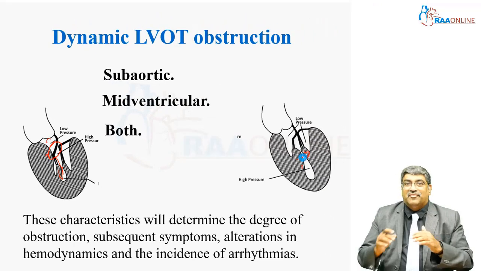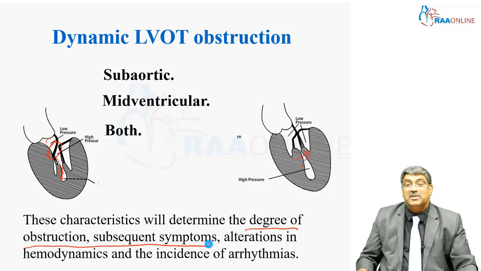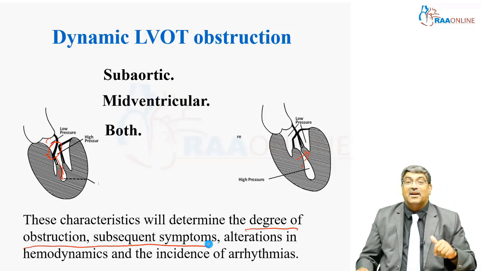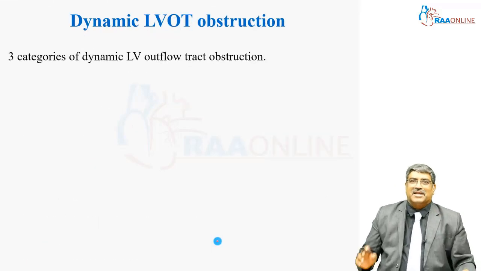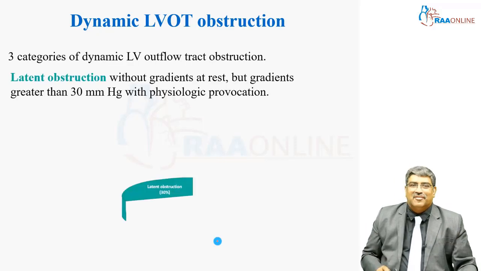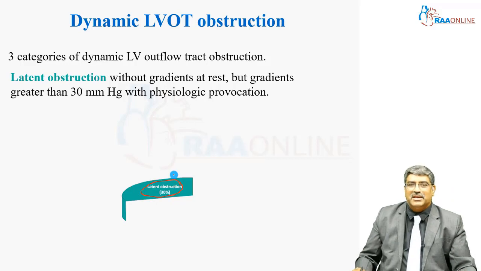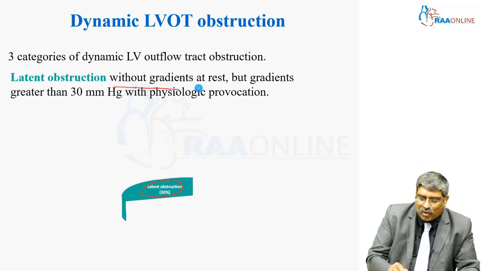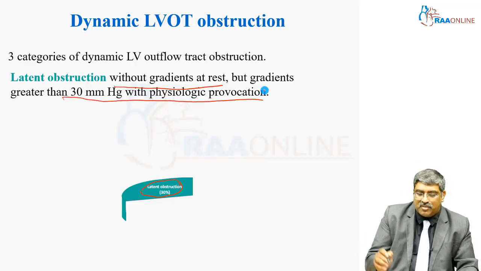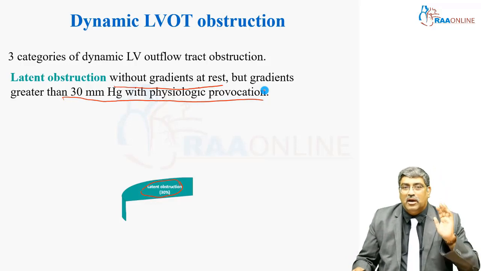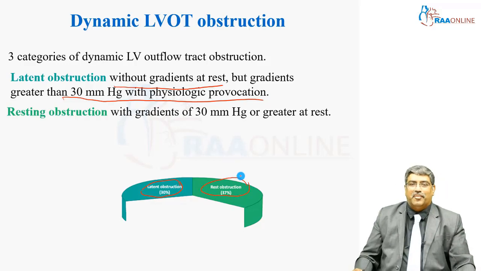These characteristics will determine the degree of obstruction, subsequent symptoms, alteration in hemodynamics, and also the incidence of arrhythmias. Three categories of obstruction are there. What are the various categories? First is latent obstruction, which occurs in about 30% of patients. Here there is no gradient at rest, but the gradient across the LVOT increases to greater than 30 mmHg with physiological provocation.